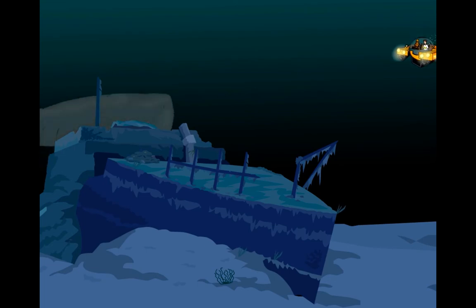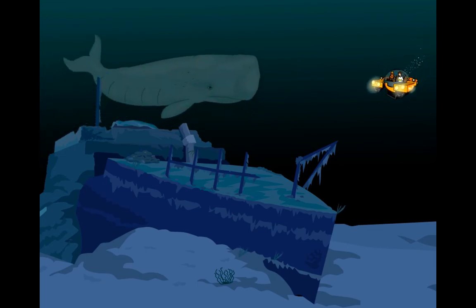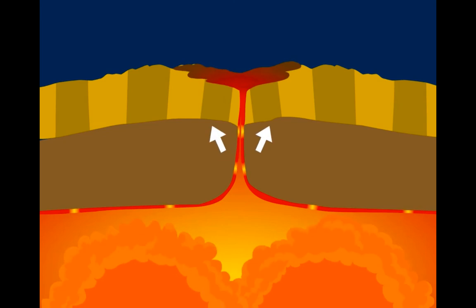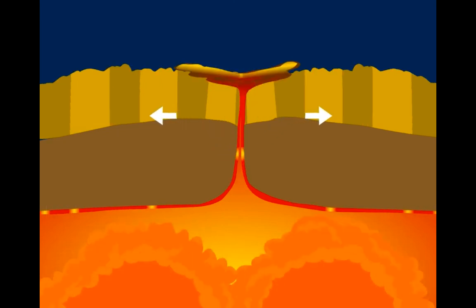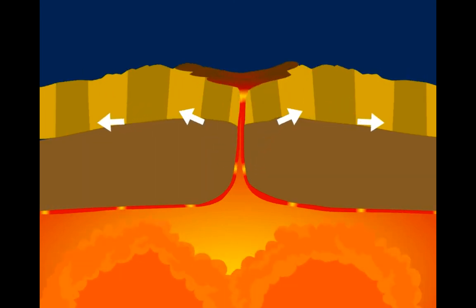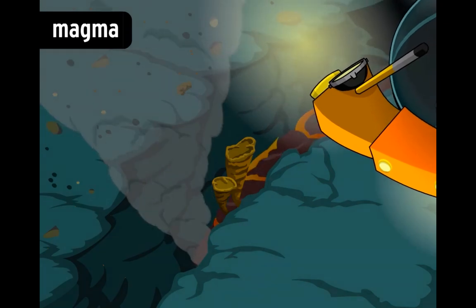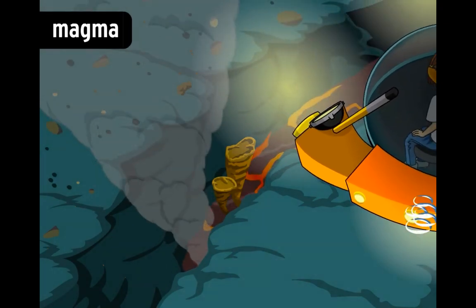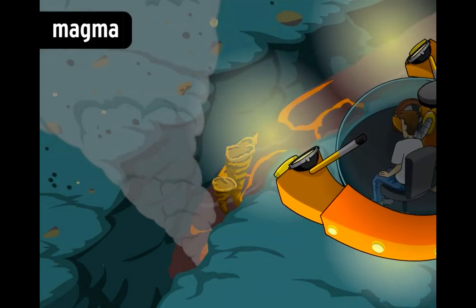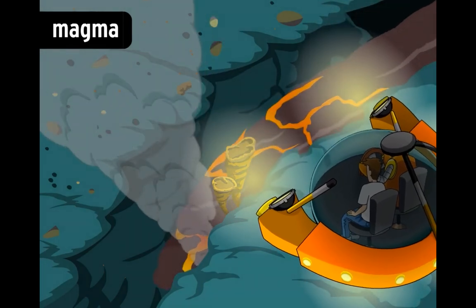Yep, and plate movement drives volcanic activity too. At divergent boundaries like the Mid-Atlantic Ridge, there's a gap in the lithosphere. So magma, molten rock from the mantle, is constantly pushing up along the boundaries. These are the most volcanically active places on Earth.